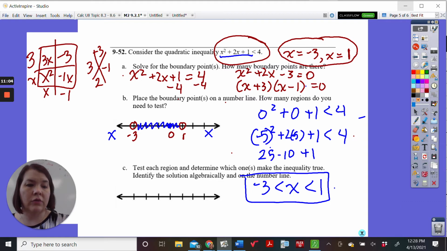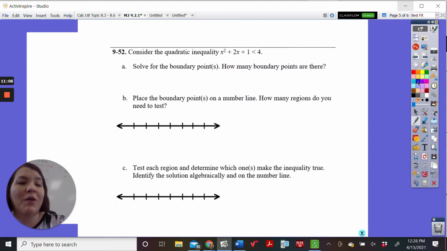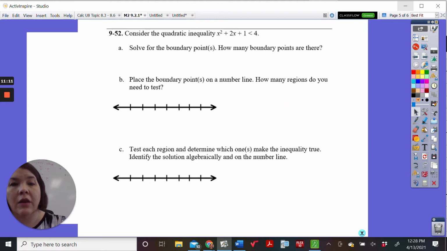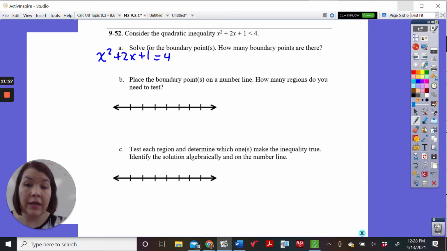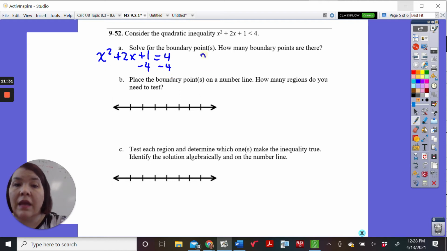And step 2 is to clear all the annotations. So step 1 is to pretend it's an equation. So we've got this inequality here, x squared plus 2x plus 1 is less than 4. We're going to pretend it's an equal sign. To solve it, it needs to equal 0, because that's the rule when we're solving. And I have x squared plus 2x minus 3 equals 0.